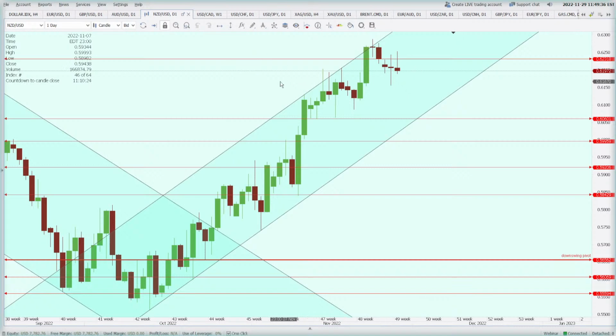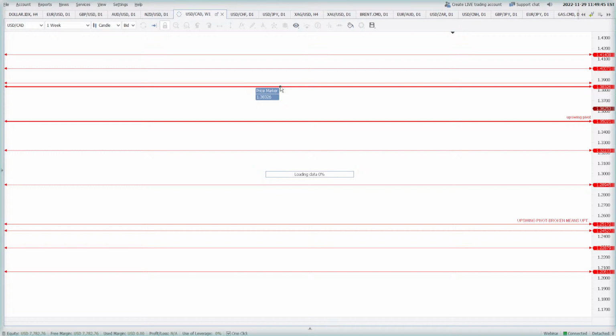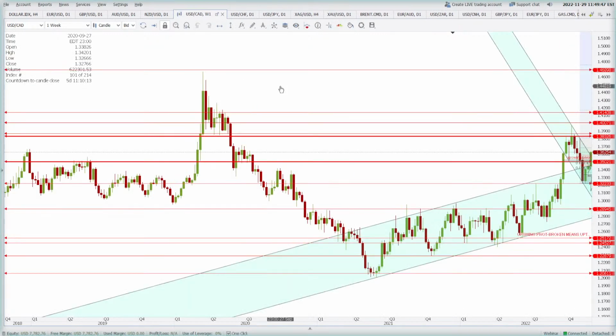Okay, but where is the resistance? 0.6231. Where is the support? 0.6060. Guys, if you have any questions, you can ask me in the chat. If you have any suggestions, any other currency pair, or some other request, you can ask me in the chat and I will be very happy to answer that.